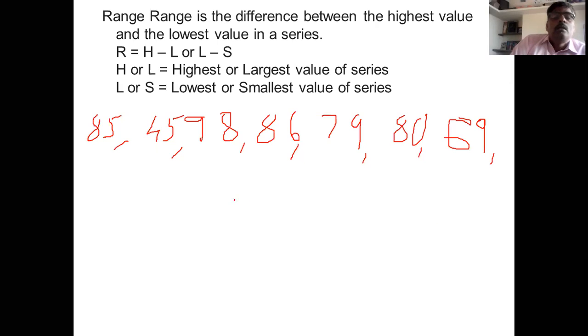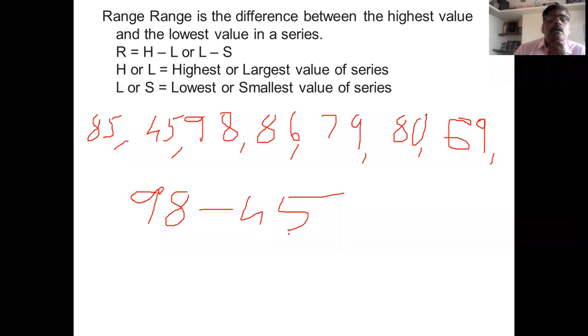Okay, these are the values. Then what is range? Range is the difference between the highest value and the lowest value. What is the highest value in these values? The highest value is 98. Then what is the lowest value? The lowest value is 45.